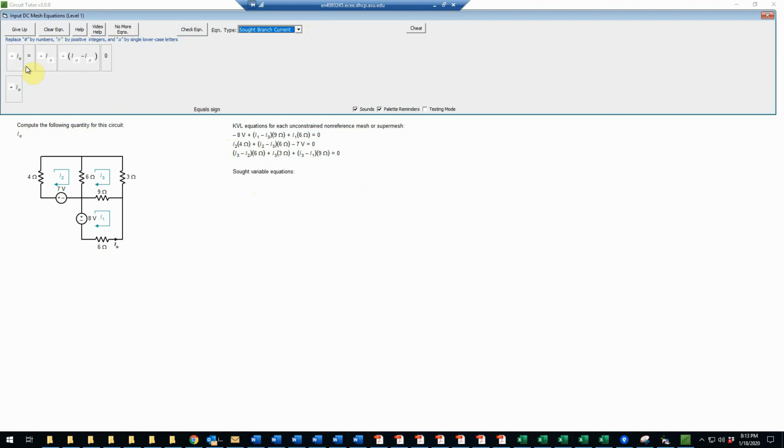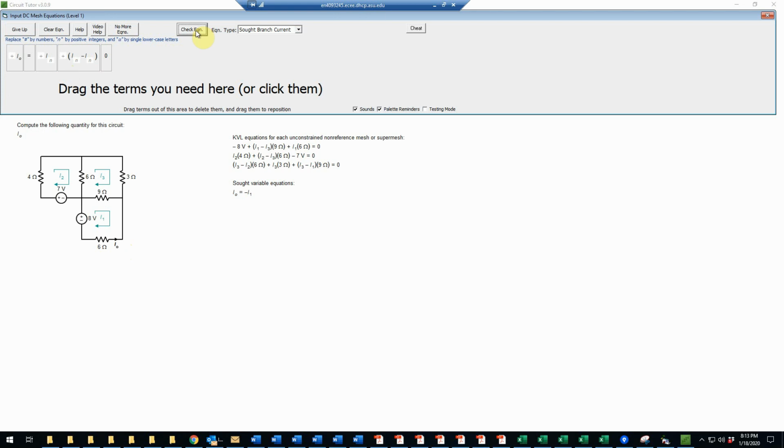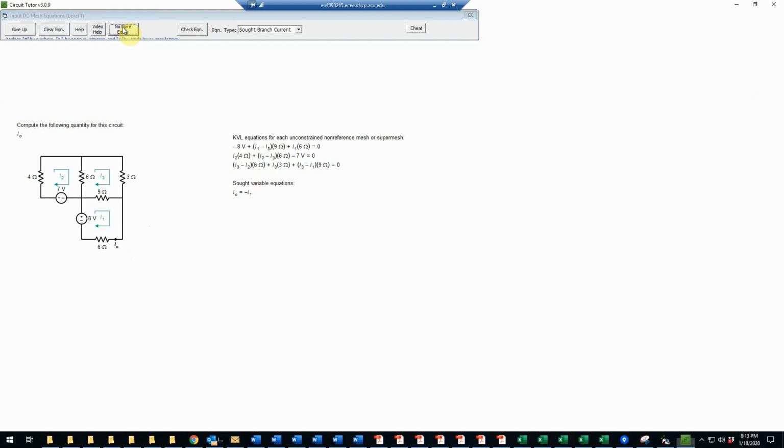and then I0 is equal to, and we look for I0 down here, so that has a single mesh current going through it, going opposite to its direction. So that's going to be I1, but it's going to be negative I1 since the arrow points the opposite of the direction of the mesh arrow. So that equation is correct, and now we've written all of the required equations for this circuit. So we'll click No More Equations.